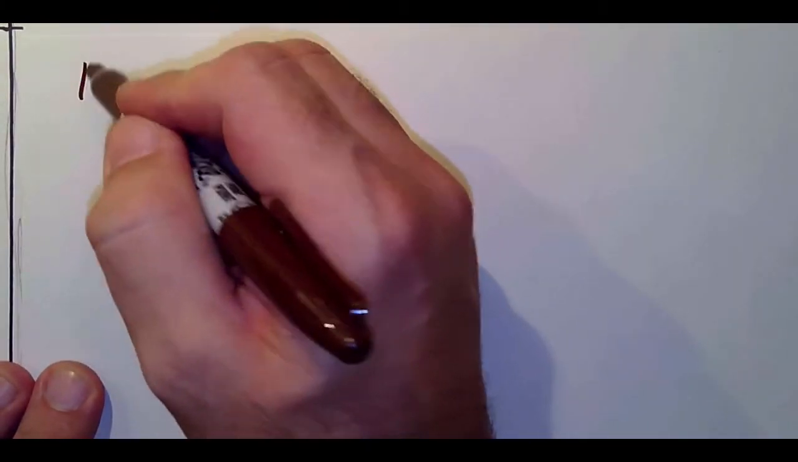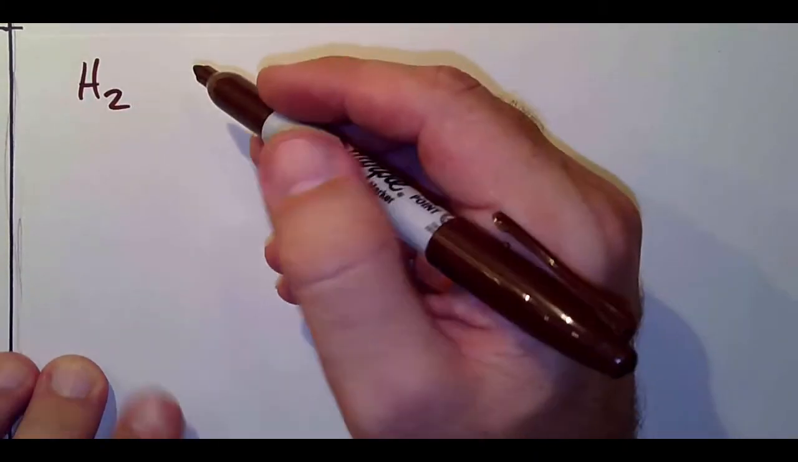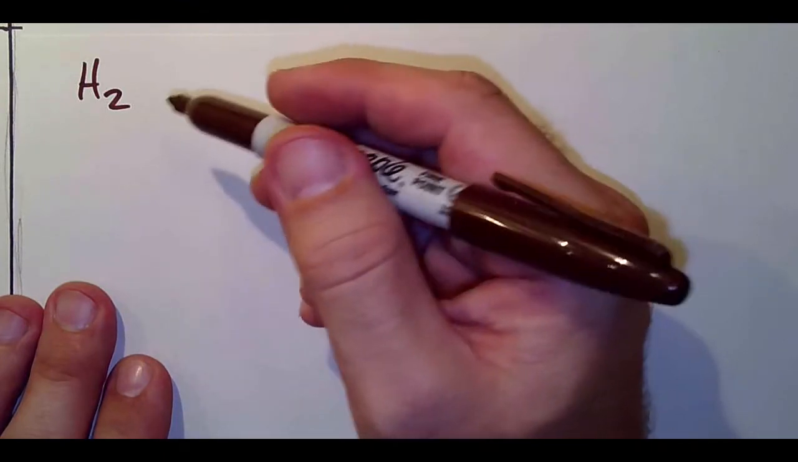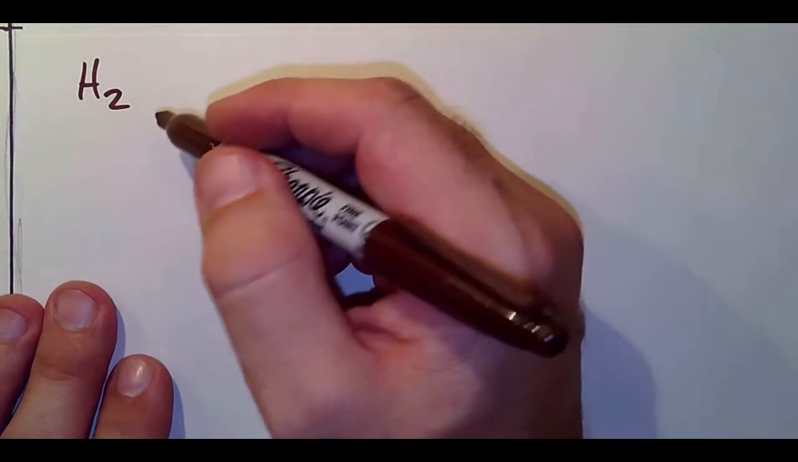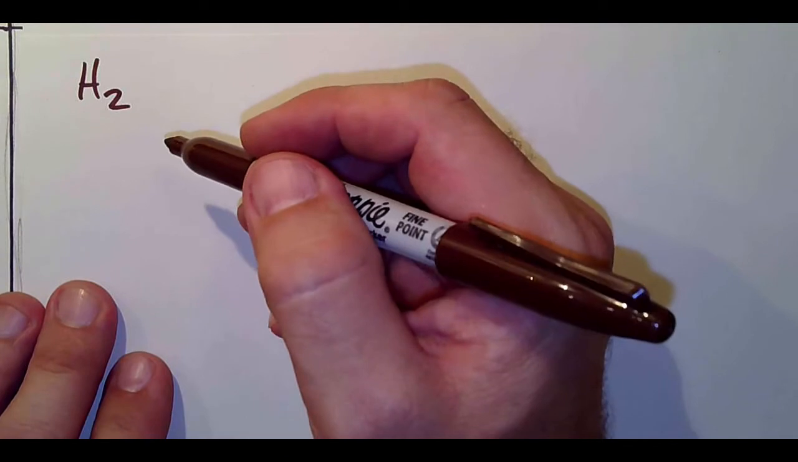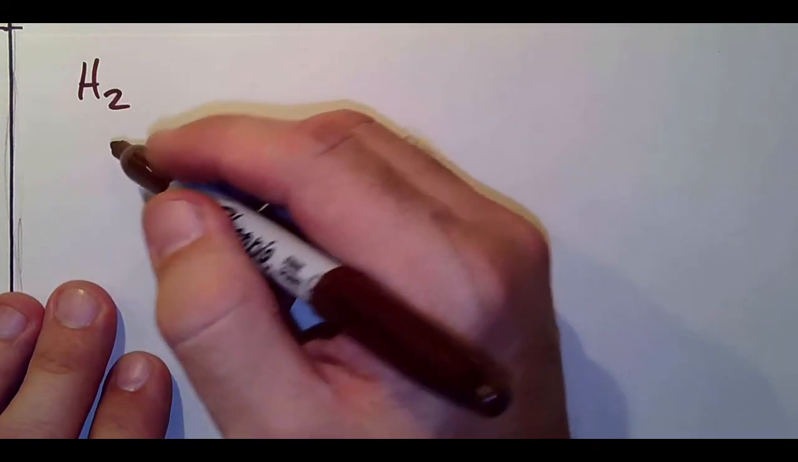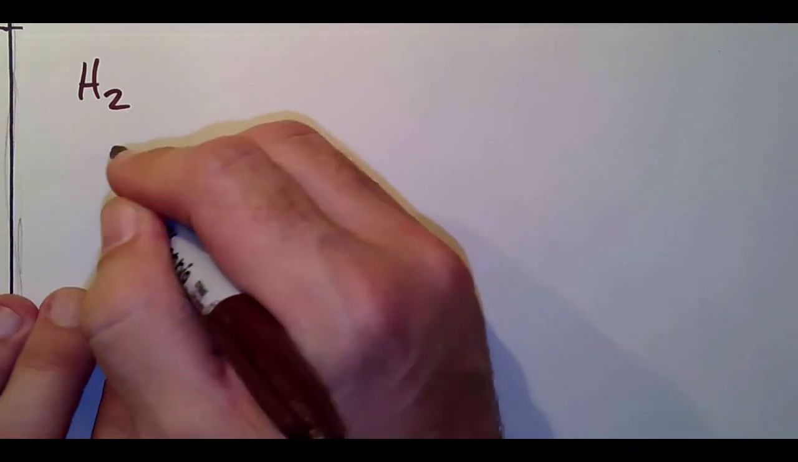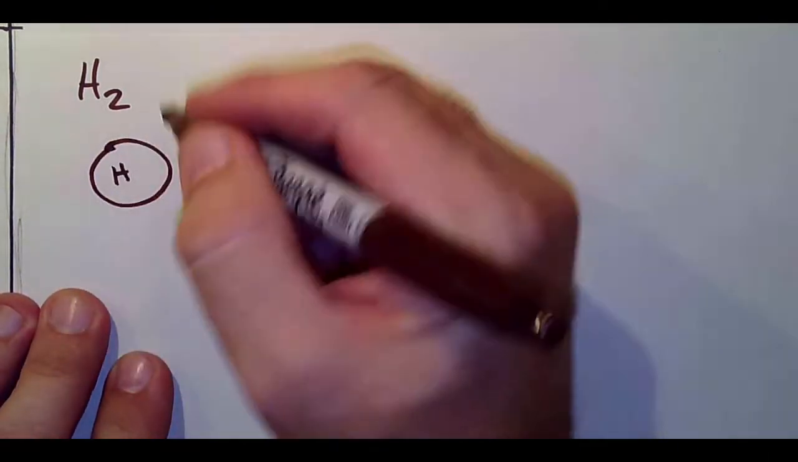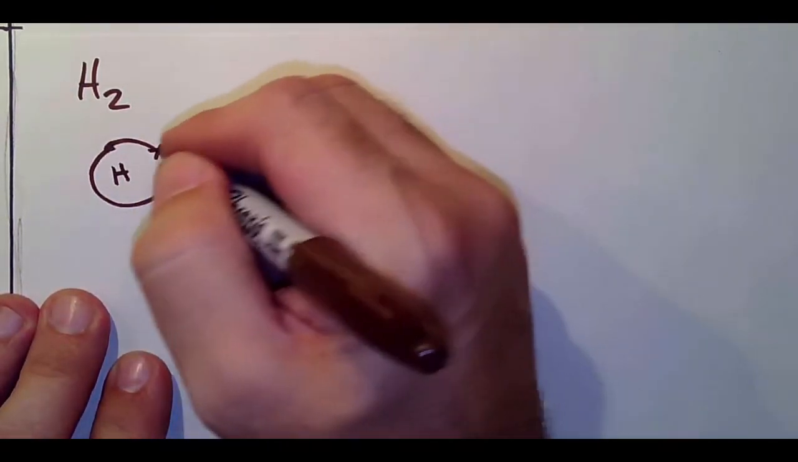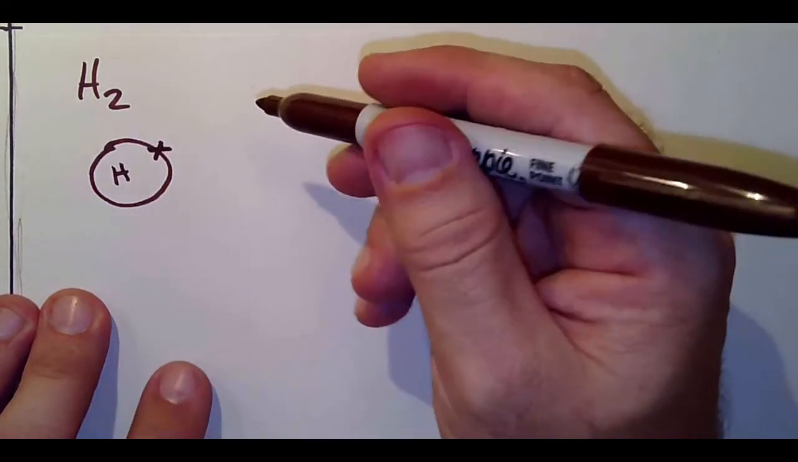Our first example of covalent bonded molecules is going to be hydrogen gas. And this is a case where we're going to have 2 hydrogen atoms and they are going to be sharing electrons. So if you look at the periodic table of elements, you can see that hydrogen is in the first column, meaning it is going to have an outer shell of just a single electron, which I can represent with an X here.